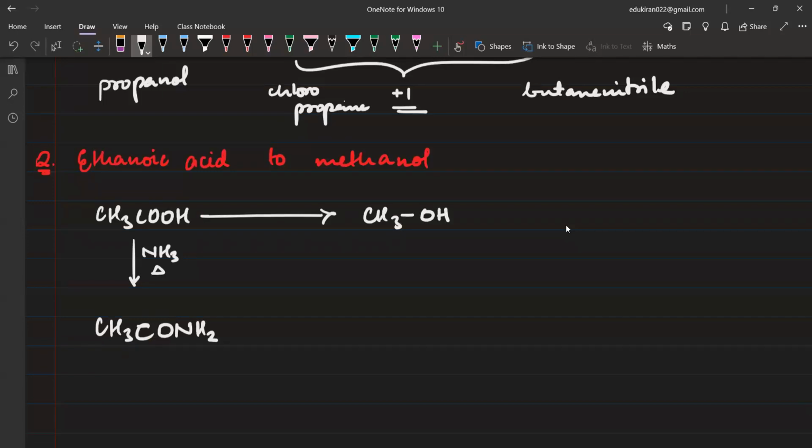CH3OH. Okay, once you got amide you can use Hoffman bromide degradation, that is Br2 in the presence of KOH to get what? CH3NH2. Now we have got a primary amine. We can prepare alcohol from it using what? HNO2, nitrous acid. Nitrous acid, when reacted with primary amine, it gives you alcohol, N2 and water. Okay, when you react with HNO2 you will get primary alcohol.